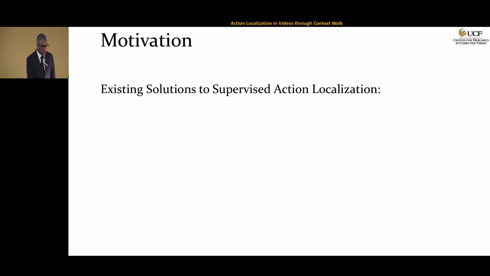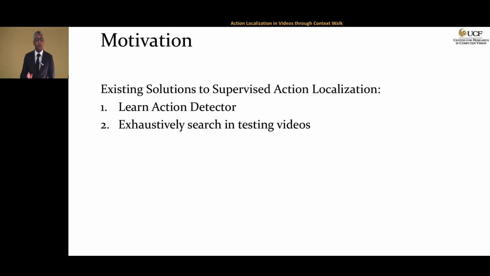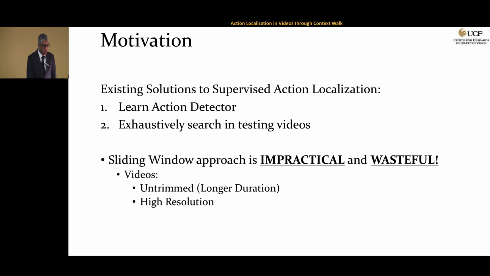The motivation behind this work is that many of the existing solutions to supervised action localization work in the way that they use some low-level or high-level features to learn an action detector. And then after they have learned this detector, they'll exhaustively search in the video, which means spatially, in each frame, as well as temporally, at multiple locations and scales. Now, if those videos are large, which is, those videos are untrimmed, long videos, or high resolution, it becomes really impractical to search everywhere. And you can't really scale such an action detector to a large extent.